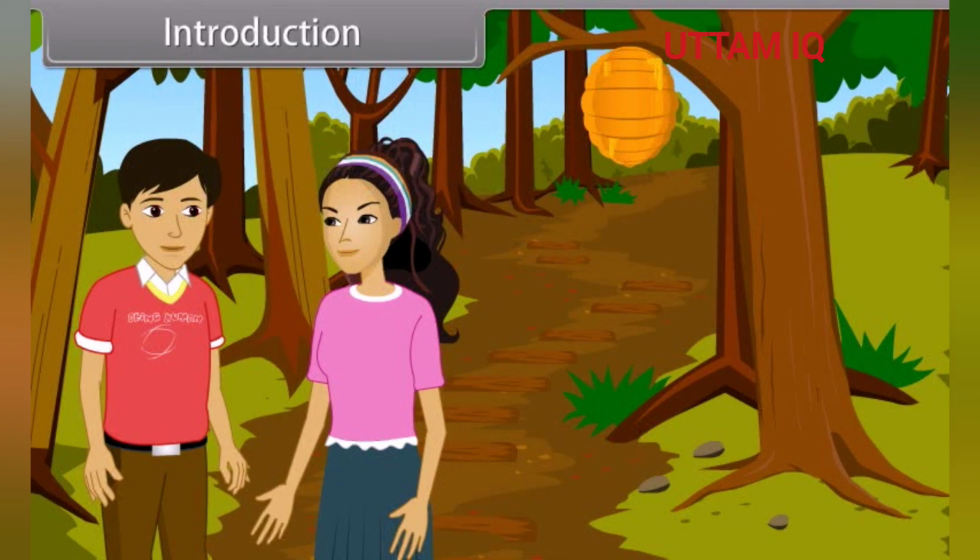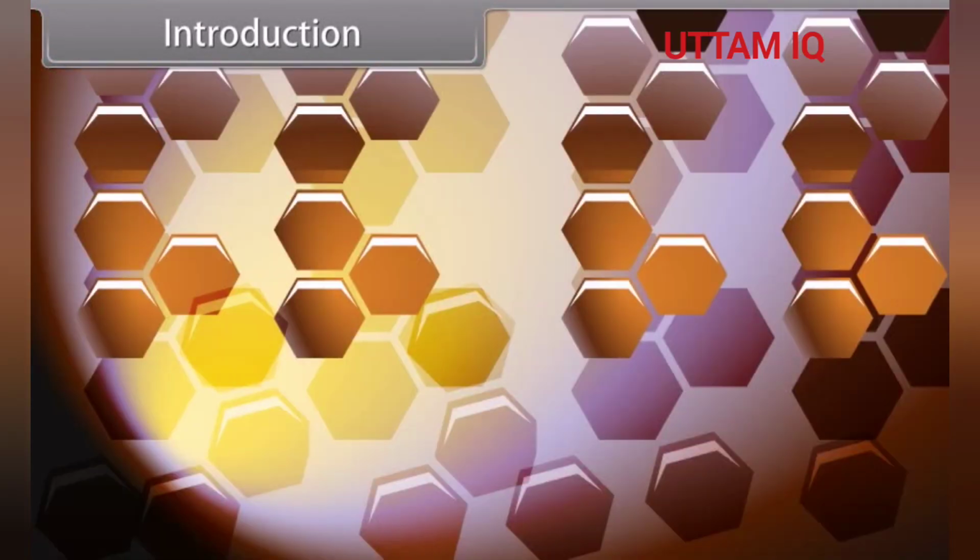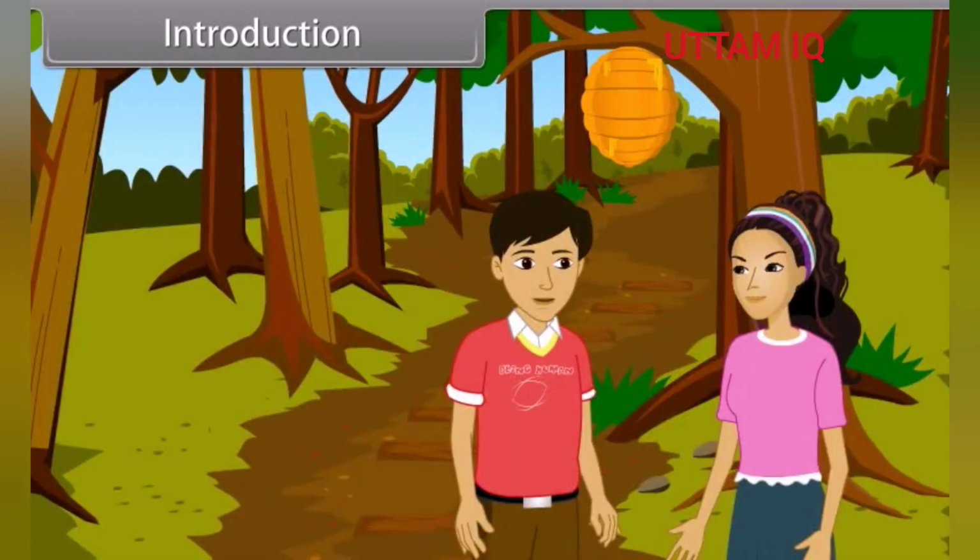Introduction. See those holes on honeycomb. Yeah, how beautifully the bees make honeycomb. Have you noticed the holes in that? They're in a pattern. Hey, yes, they form a pattern.